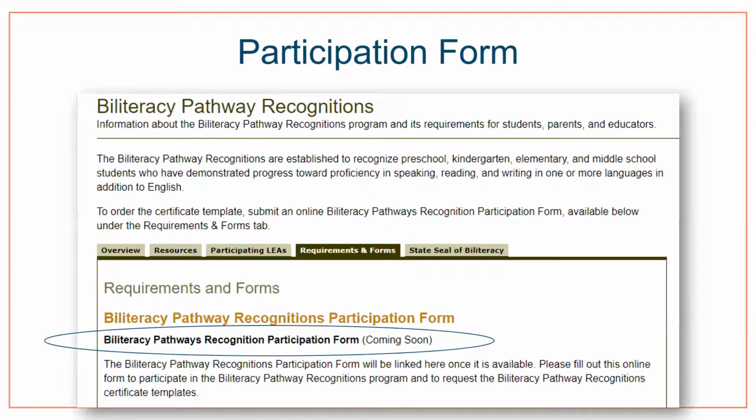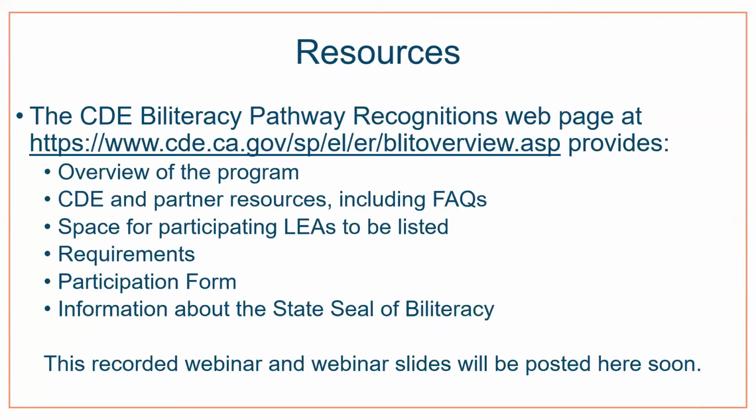This slide demonstrates where you can locate the participation form. Once the form is live, the picture demonstrates that the form will be located where this image on the screenshot shows. So it's a Biliteracy Pathway Recognitions webpage, indicating that the form is under the Requirements and Forms tab. It will be under the heading Biliteracy Pathway Recognitions Participation Form. At this time, the placeholder for the link says coming soon, and we really do mean soon. It should be up very, very soon.